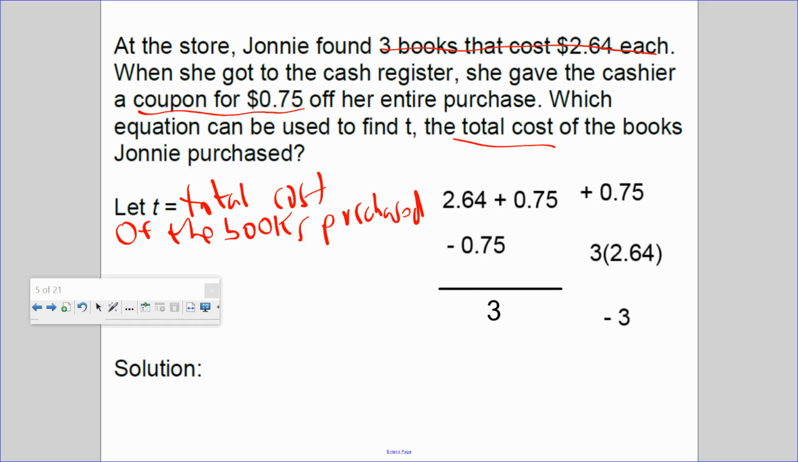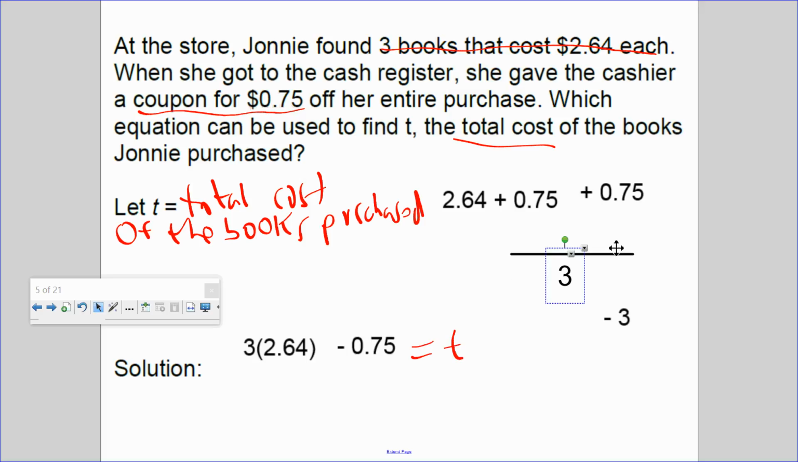So let's look at it. It says 3 books cost $2.64 each. Let's look here. I like this one. Then she gave the cashier a coupon of 75 cents off. When you put a coupon of 75 cents off, it's taken off everything. So that would equal T, the total cost. Let's solve this.